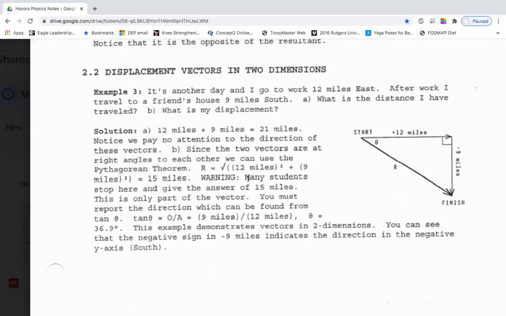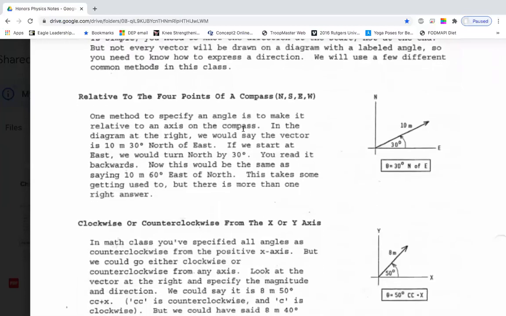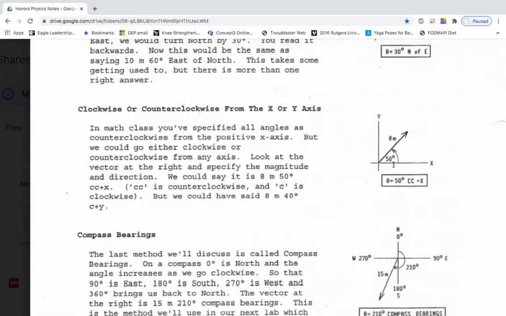and you can cover this up and try it out. Now, how do we specify the direction of a vector? We went over this in class. I have it on the other video, but if you want to review, here it is. So here's north, south, east, and west. This vector has a direction of 30 degrees north of east. You're going north from east. This is just out of math class, 50 degrees counterclockwise from the positive x-axis.